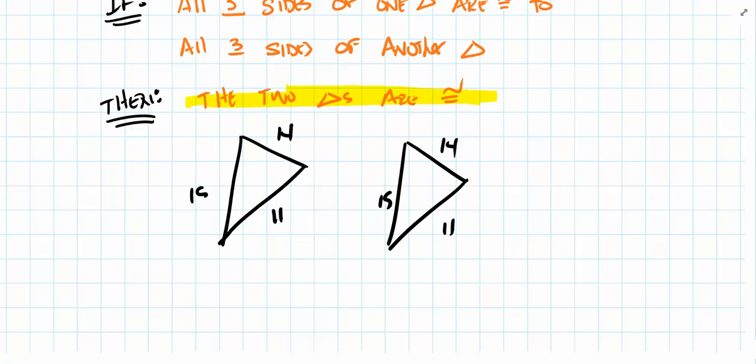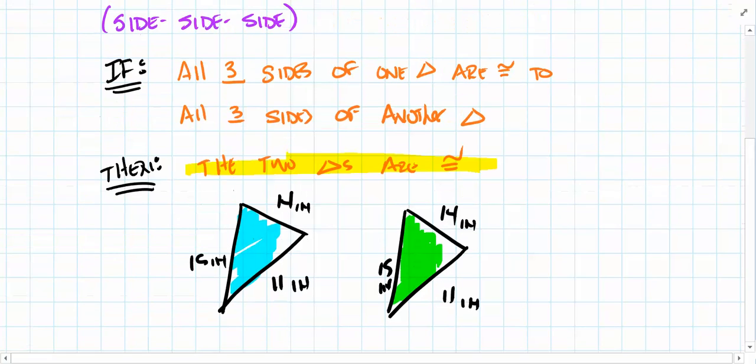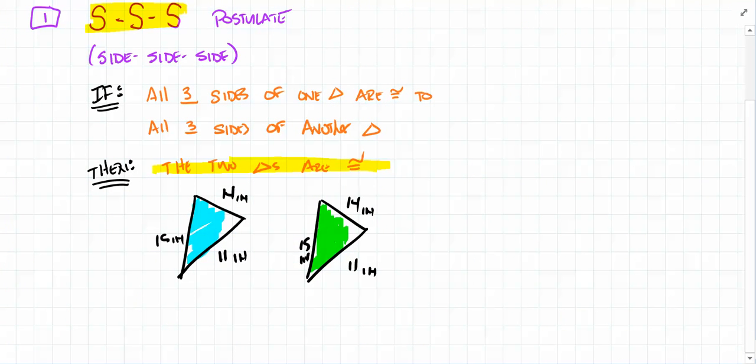Take a look at this picture. Those are sides, right? We'll call these 14 inches, 11 inches, and then 15 inches. So the question is, do I have enough information right now to say that this blue triangle is congruent to this green triangle? And the answer is yes, I do. Because this postulate says if all 3 sides of one triangle are congruent to all 3 sides of another triangle, then the 2 triangles are congruent. So this is by side.